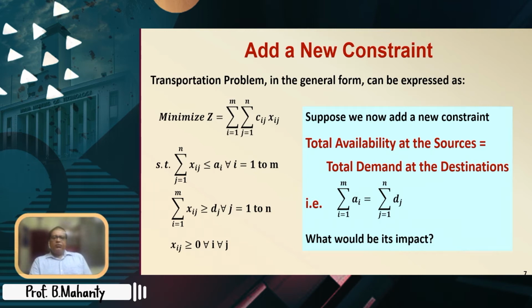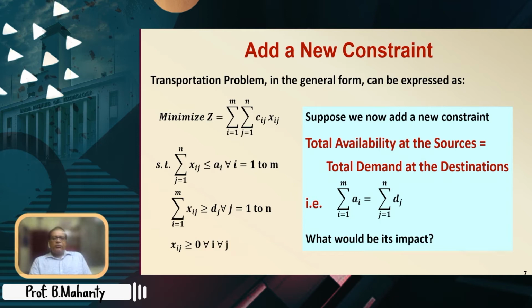Suppose we now add a new constraint, that is total availability at the source equal to total demand at the destination. Right? Now it may be true or it may not be true in reality. In reality, availabilities may be more or demand may be more. But for the time being, let us assume they are equal. And what happens if they are equal? What would be its impact?